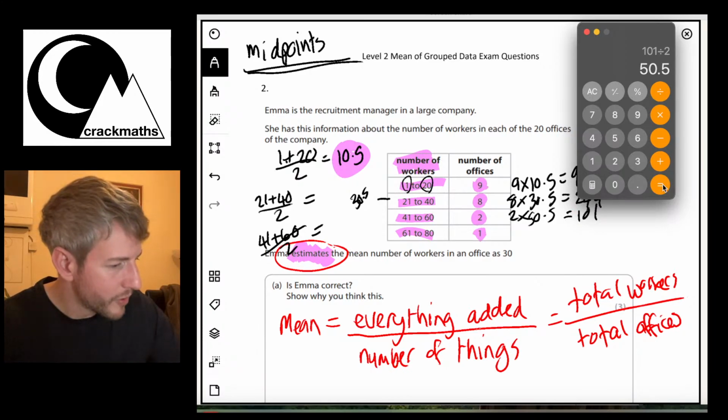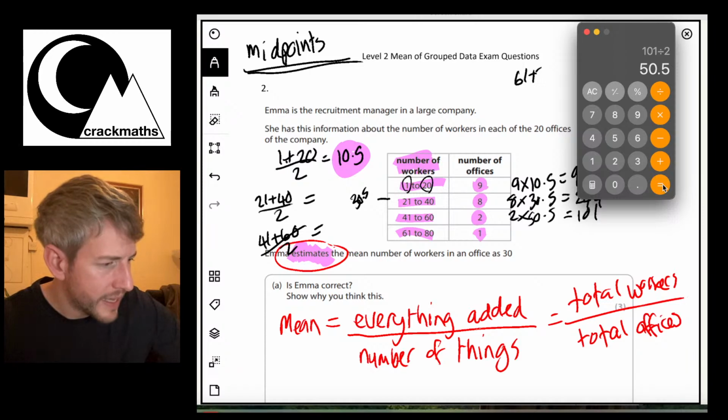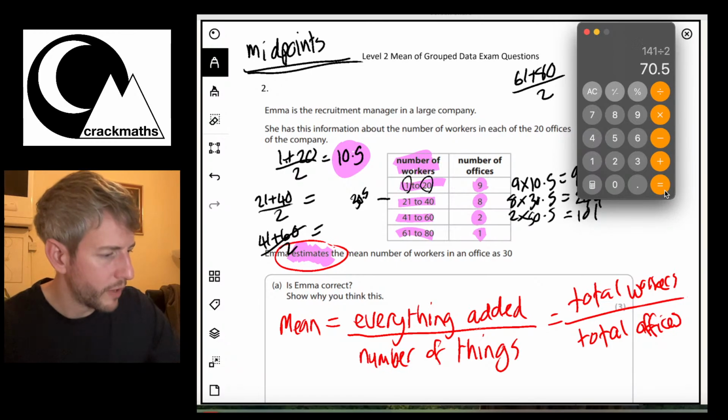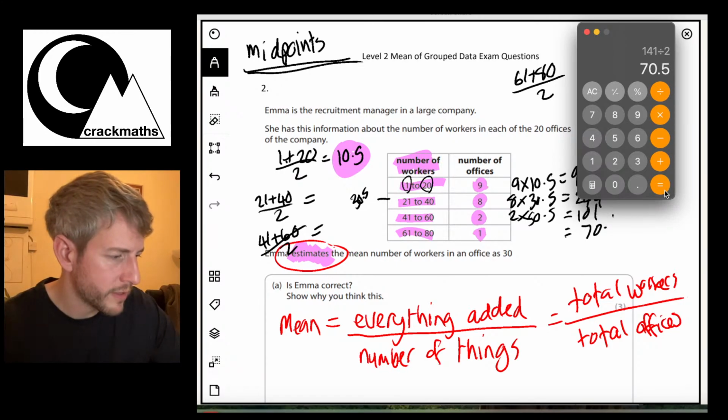And then lastly, we've got 61, add 80, divided by 2. Okay, 61. Add 80 equals this. Divide that by 2. And that's 70.5. Okay, so we've got 70.5 for the last one.